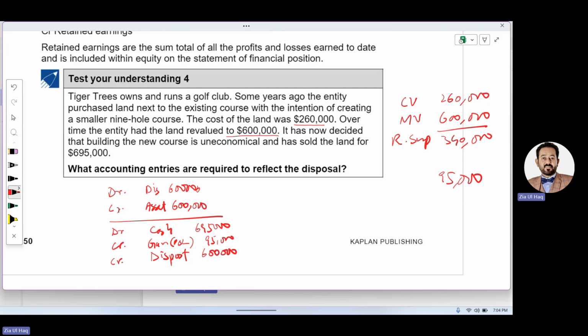And the revaluation surplus was having 340. So debit revaluation surplus to eliminate this credit of 340, and this will be credited to retained earnings, 340. So these accounting entries should be passed to settle the revaluation surplus account, because this asset is gone. So the revaluation surplus relating to that asset, we should also eliminate from the books.